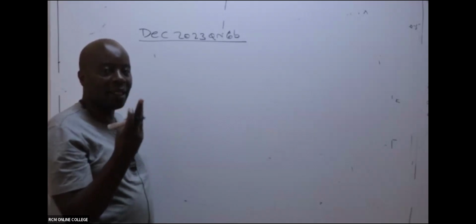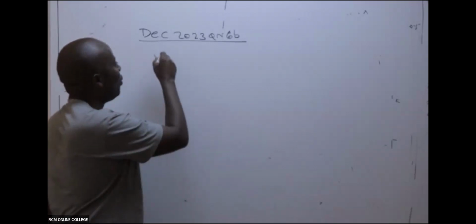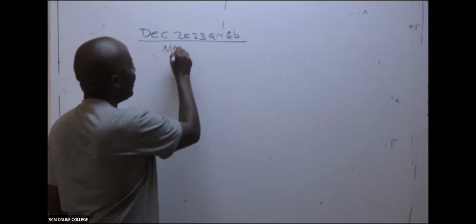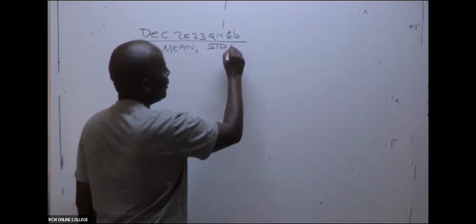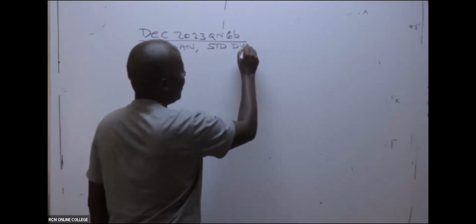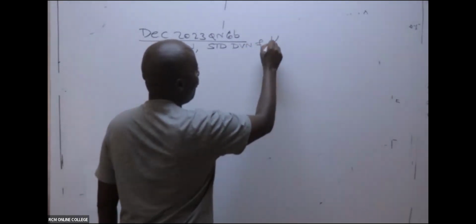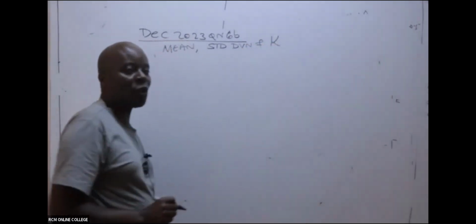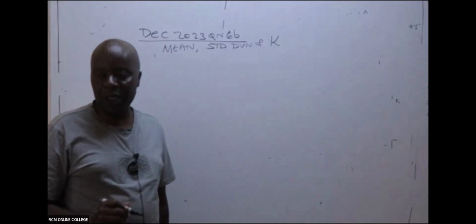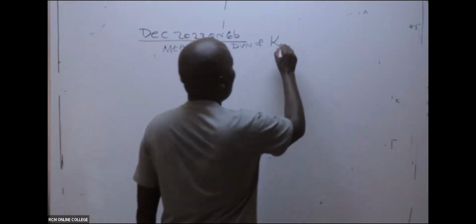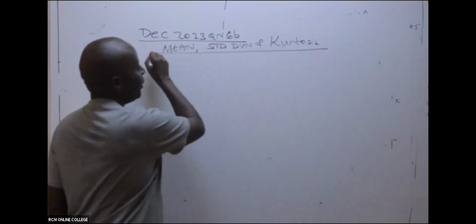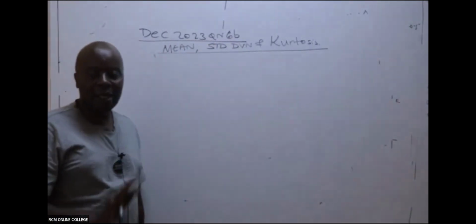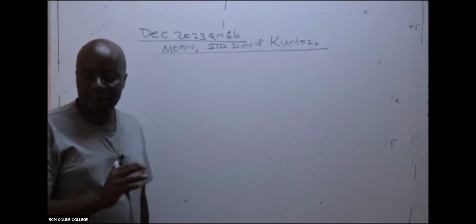So today I would want us to look at three key interesting things. I would want to teach you how we get the mean, standard deviation, and the coefficient of kurtosis. That is the objective of this class, and the class will take exactly 30 minutes.